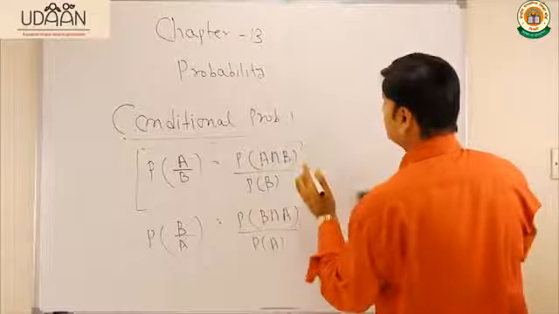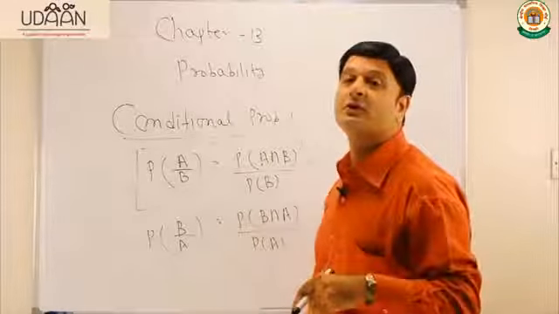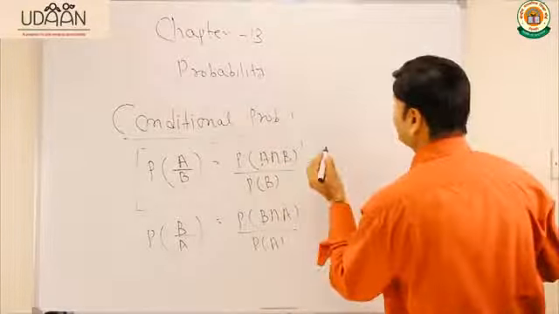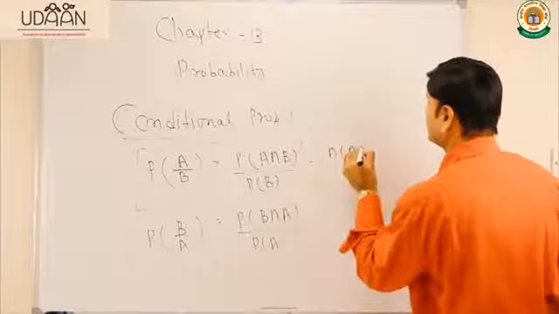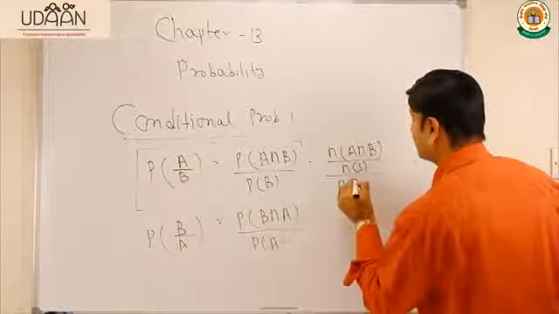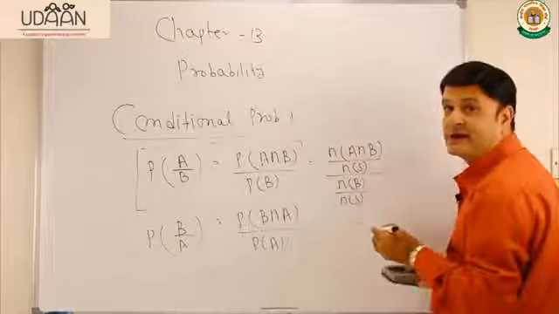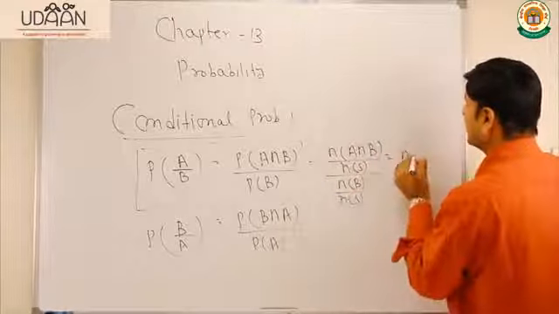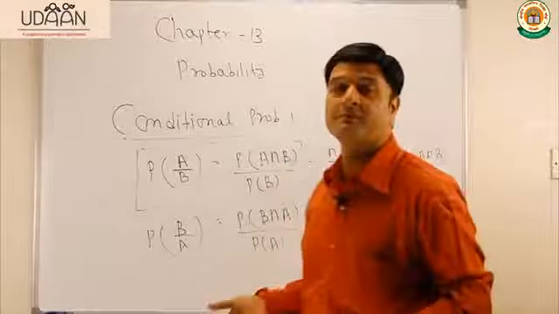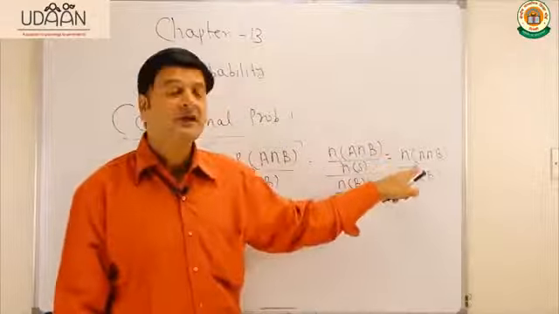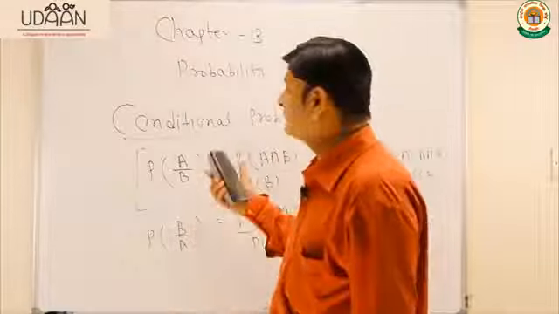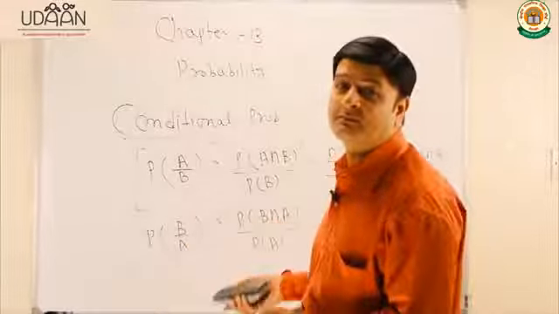If I further solve this formula, by 11th standard maths you again know that P of E is equal to N of E upon N of S. So here I can say P of A intersection B is equal to N of A intersection B upon N of S, and P of B is equal to N of B upon N of S. If N of S goes, I get the formula N of A intersection B upon N of B. So probability for A upon B is here in the simplified form, that is N of A intersection B upon N of B. So let's understand this formula, implement this formula with the help of a sum.